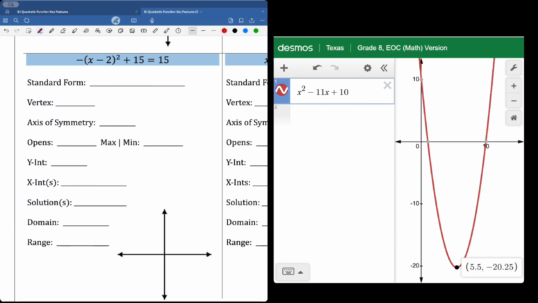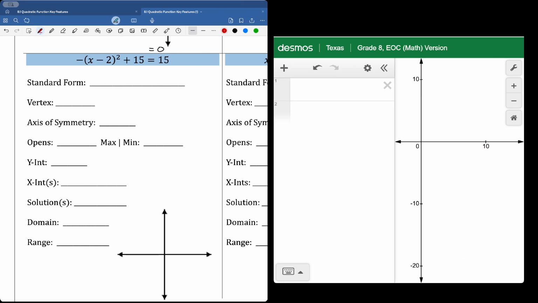One of the first things I need to do in order to be able to graph this in our testing version of Desmos is make sure that the right side is zeroed out. So how do I do that? Well, one of the things I'm going to notice is that there's a 15 on both sides of the equal sign. So I can go ahead and get rid of it.